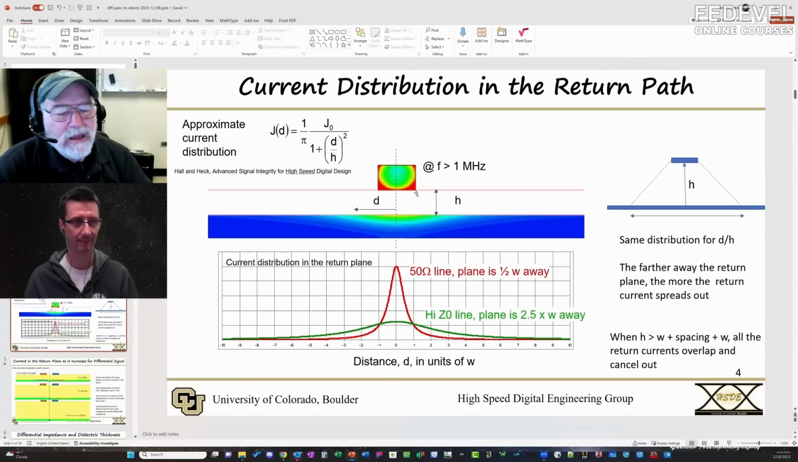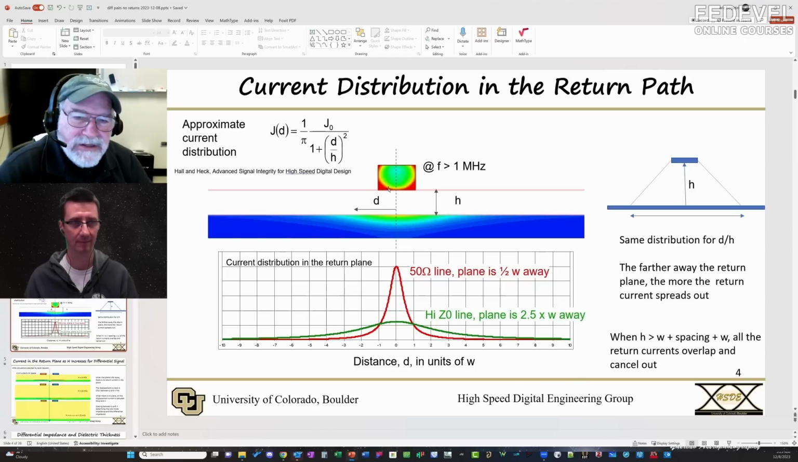I've given a couple of webinars recently about return current distributions. At frequencies in the audio range, 10 kilohertz and below, that return current spreads out. It really is all the way around. But at frequencies above about 100 kilohertz, above the audio range, that return current is well localized under the signal line, providing it's roughly a 50 ohm line.